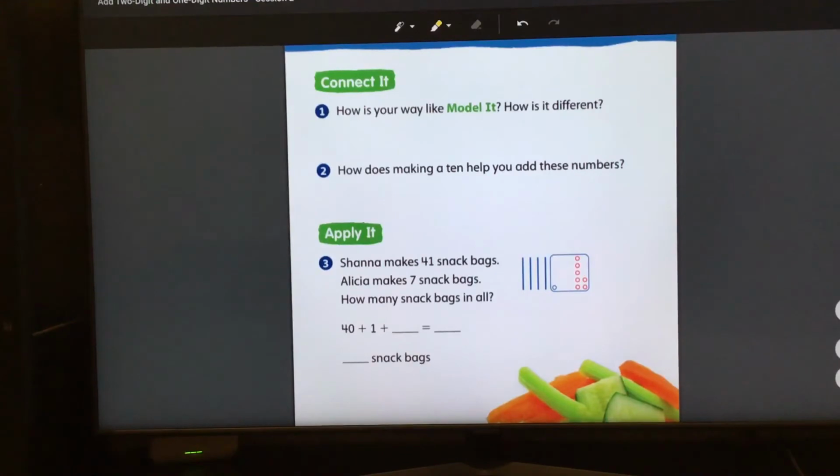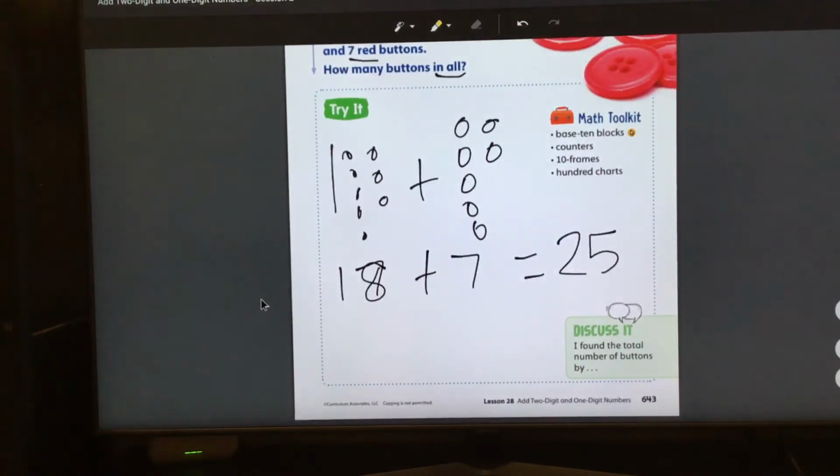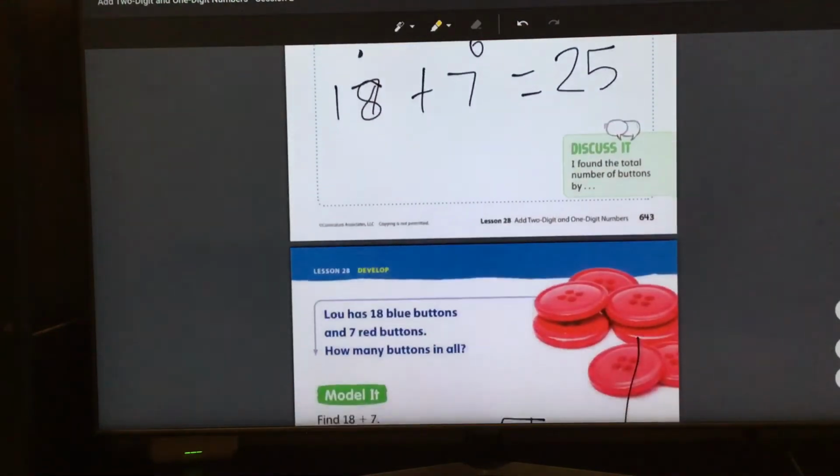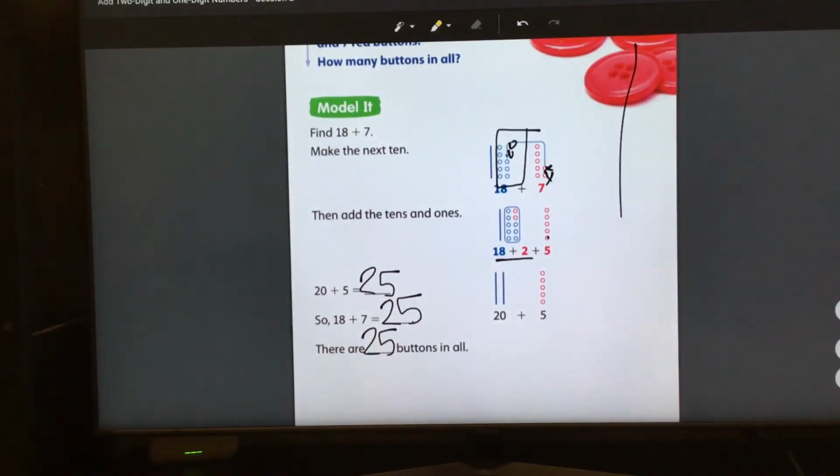So number 1 says, how is your way like model it? How is it different? Okay, you can stay on this page. I'm going to go back to show you. So our way is like the model it because we used our 10s and 1s to help us add 18 plus 7. So that's how it's similar. We both used 10s and 1s. The reason that it's different is because in the model it way, they borrowed to make another 10 to make it faster to count. So that's how it's different.